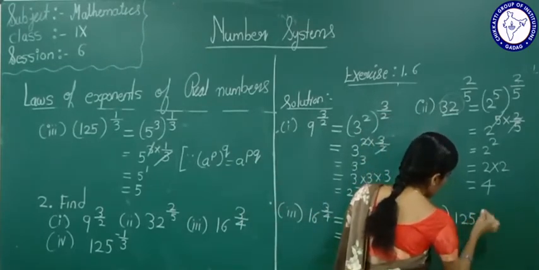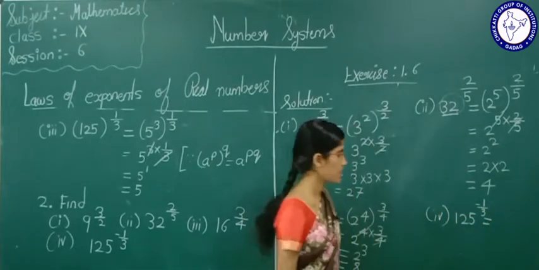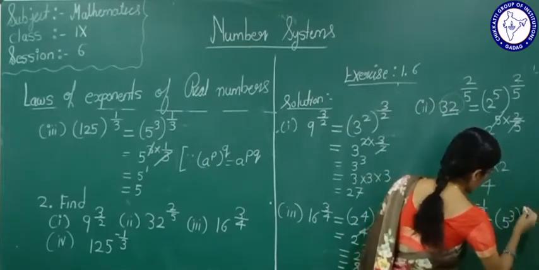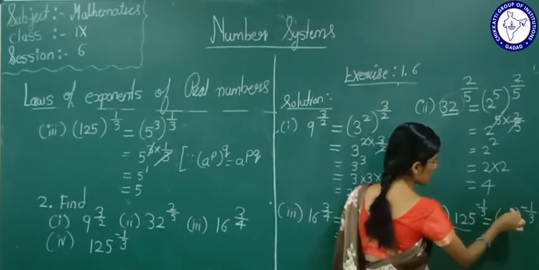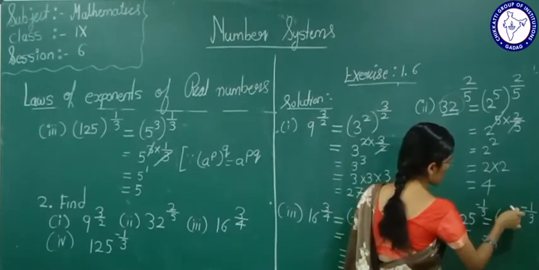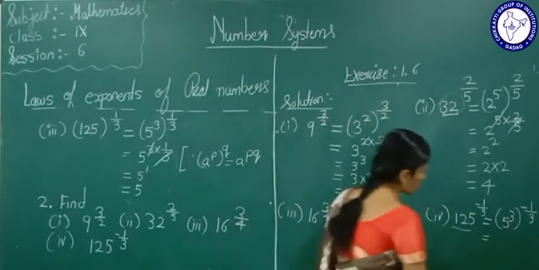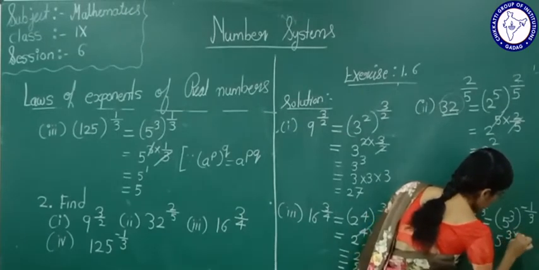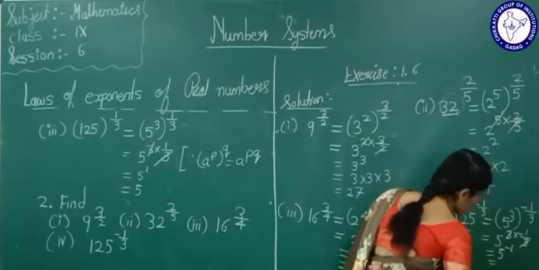125 raised to minus 1 by 3. Okay, 125 can be written as 5 cubed, raised to minus 1 by 3. Again the same law: a raised to p, raised to q, is nothing but a raised to p into q. So 5 raised to 3 into minus 1 by 3. The 3 will get cancelled, and we get 5 raised to minus 1.